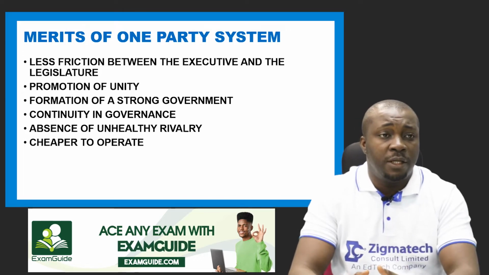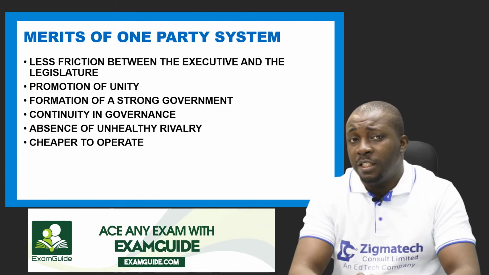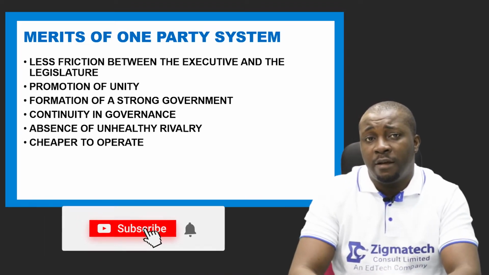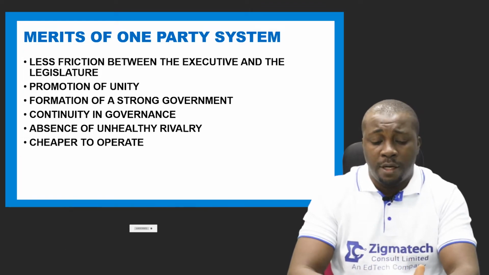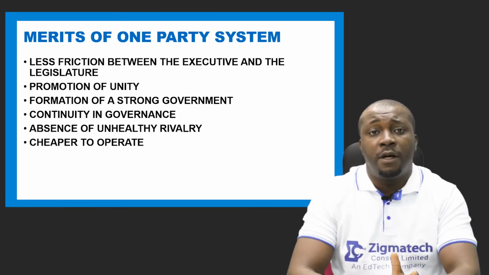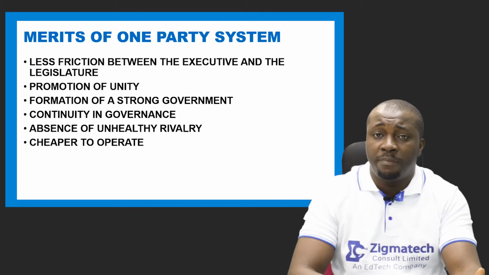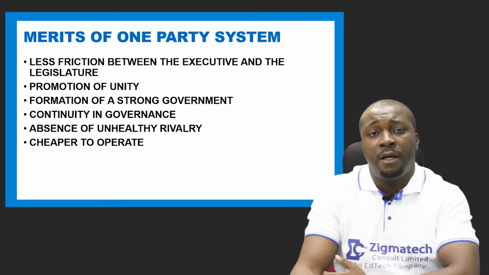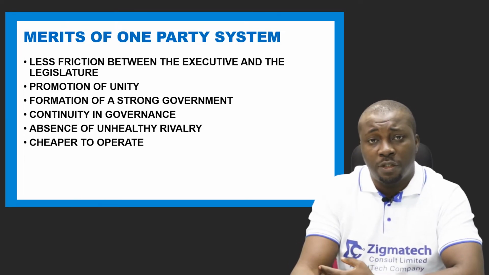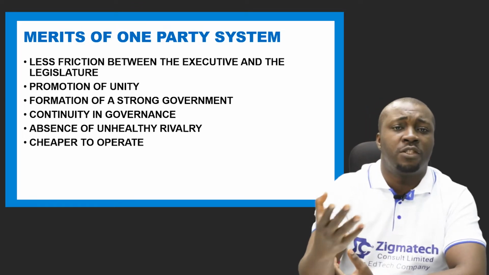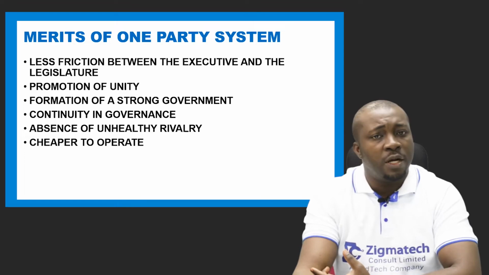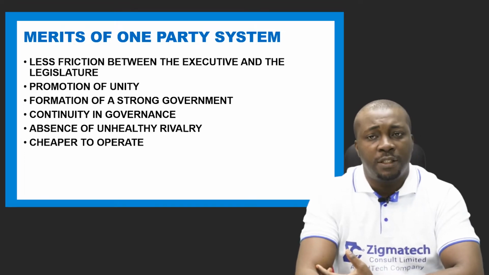If you look at the government of Adolf Hitler in Germany, under a fascist party, the Nazi party, Benito Mussolini of Italy under the fascist party, Stalin under the Communist Party, the Socialist Party in Russia. If you look at these governments, they were relatively strong. So we have stronger governments in such a system.